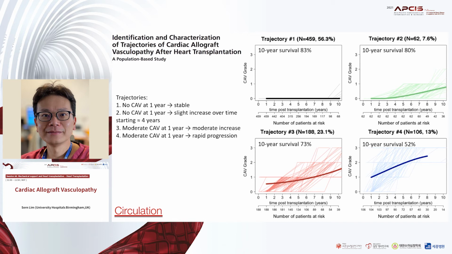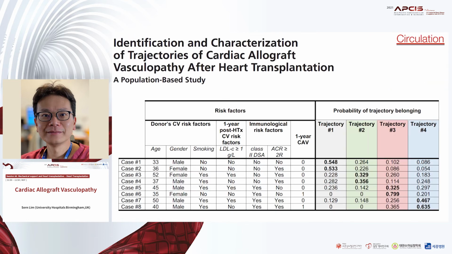The 10-year survival is generally quite poor, at about 50% if there is rapid progression, shown here. Now, the authors identified 6 parameters that may be of value in predicting the trajectory. And in fact, there is an online tool that you may be able to access to try and assess the probability of the different trajectories. So here the authors have provided a few case examples.